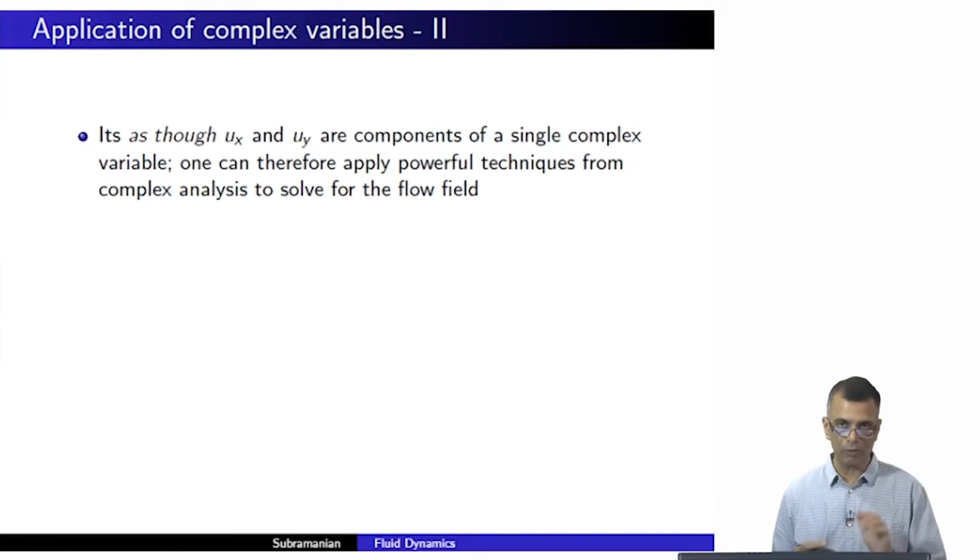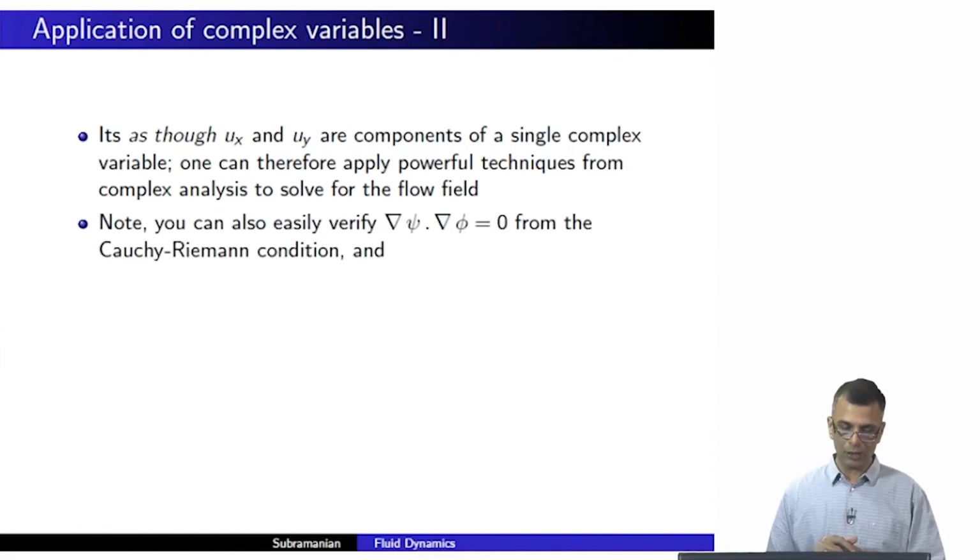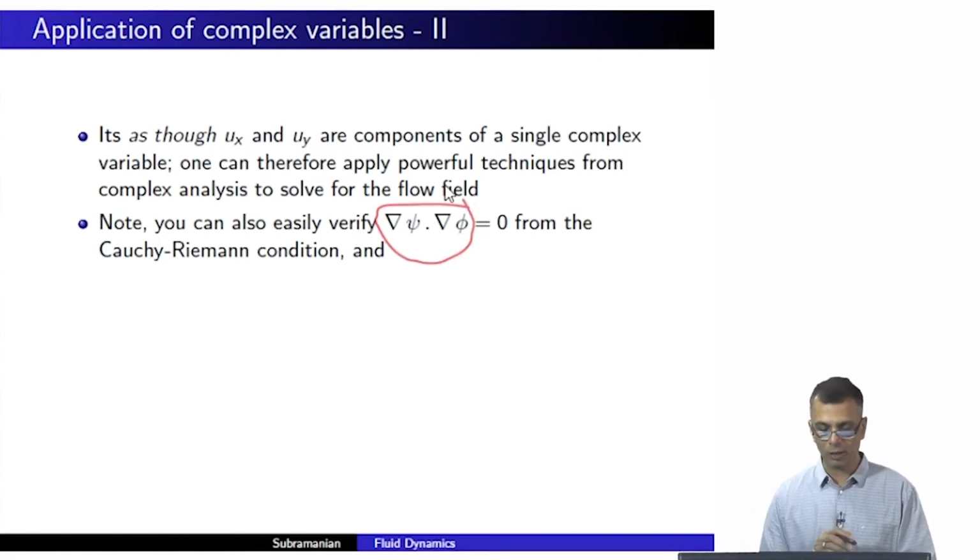I must emphasize, although a lot of this is done for mathematical convenience, it's also very relevant to real flows. These are the early days. This is how much of the early progress in fluid mechanics was made. And you can also easily verify, you remember we remarked on the fact that streamlines and potential lines are orthogonal to each other. This follows directly from the Cauchy-Riemann condition.